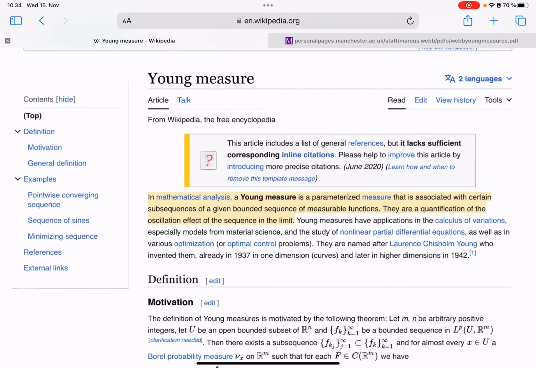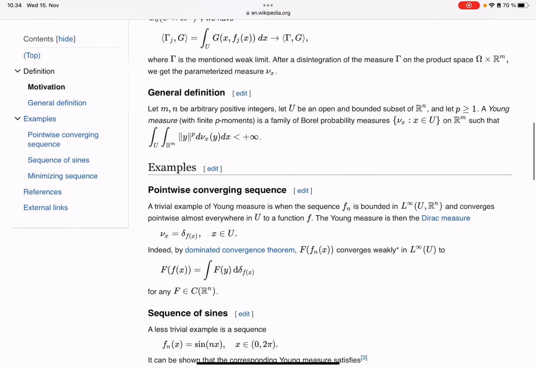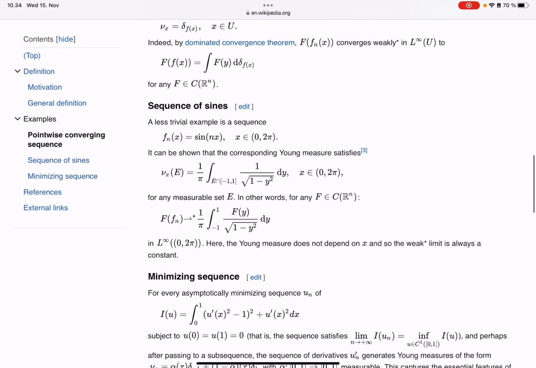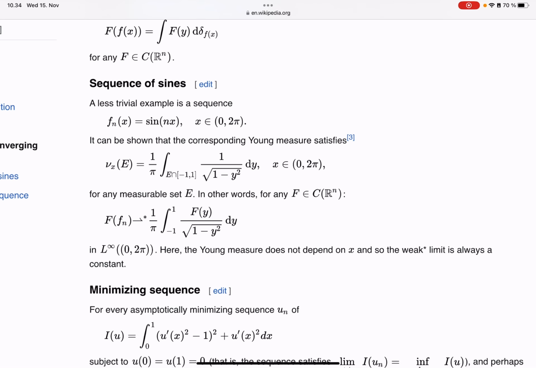Let me go back to Wikipedia and give you an example. One example is that you have the sequence of sine(nx). In the PDF reference I mentioned, this is done for all dimensions and not just the sine function, any function. You fix one function u(x), and then you create u(jx) to be your u_j sequence, and there they compute the Young measure associated to them.